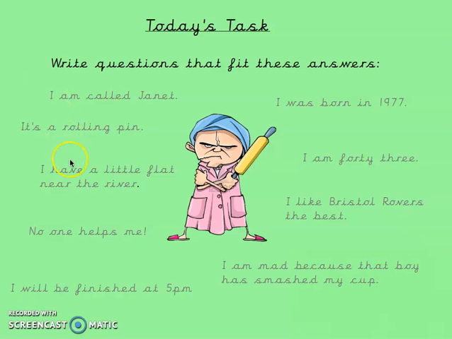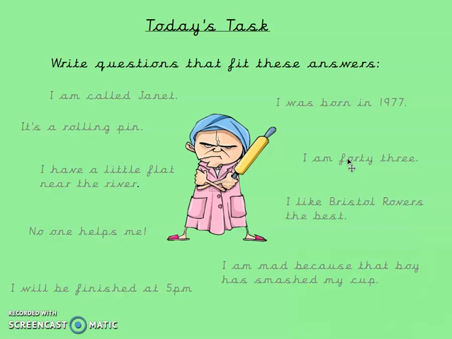So each one of these will have a question, and you need to design the question that goes with each of these answers. Now, there are, let's have a look, 1, 2, 3, 4, 5, 6, 7, 8, 9 answers here, so you need to write 9 questions, 1 question for each answer. What do you think she was asked to give the answer that she's written? So you have to read her answers, then you have to think, what question was she asked? And then you have to write the question.